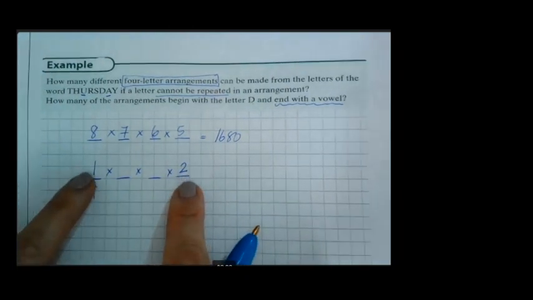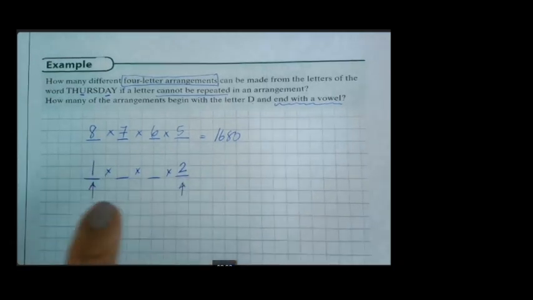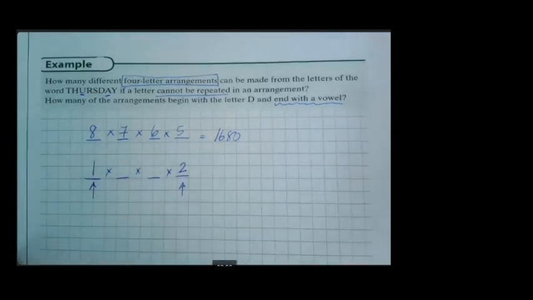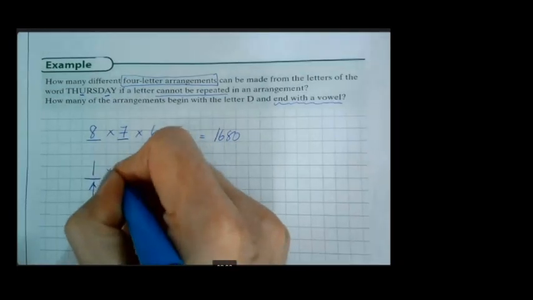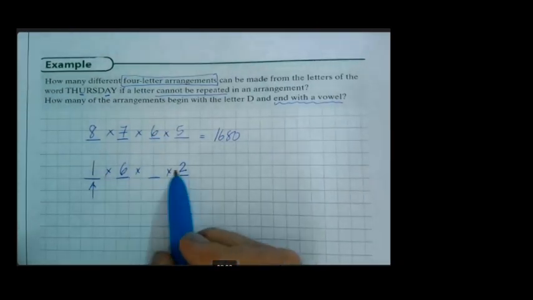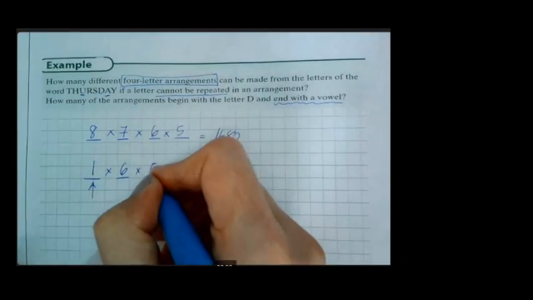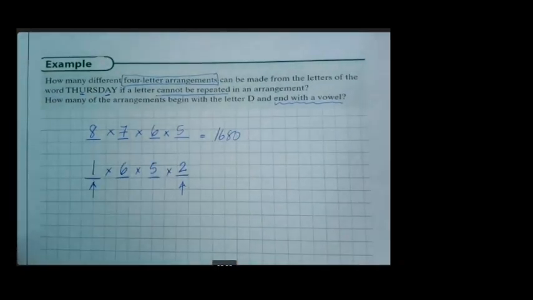Now you have 2 letters in place. How many options have you got for that second position? The answer is 6. Now you have 3 letters in place. You have 5 options for that third position. So we have 1 times 6 times 5 times 2, which is 60.